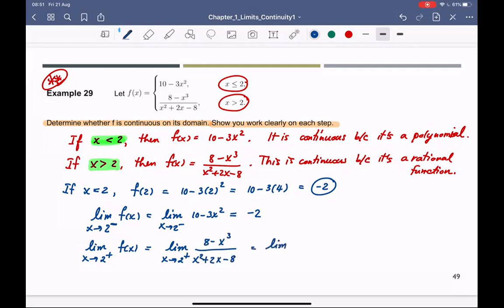At this point, you can factor. On the denominator, this is easy: x minus 2 and x plus 4. But on the numerator, how do you factor 8 minus x cubed? The number 8 here is 2 cubed. Once you have a cubed minus b cubed, recall from basic algebra, you have (a minus b) times (a squared plus ab plus b squared).